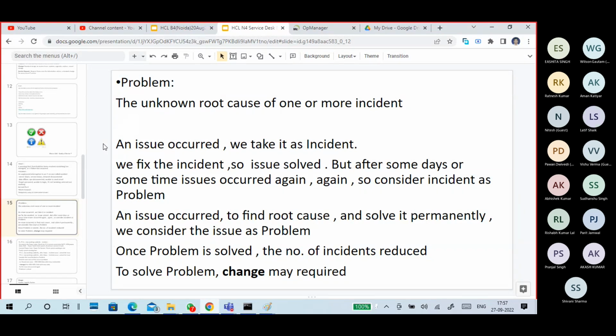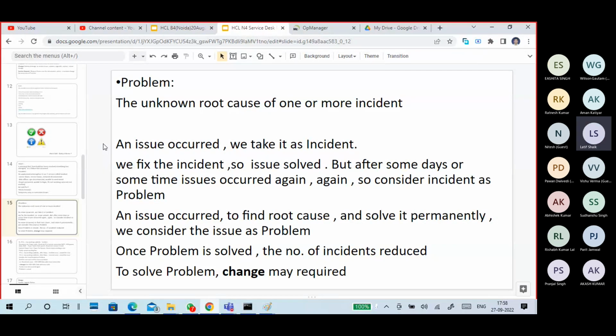Problem is solved. And we talk to the customer: yes, the problem is solved, are you okay with this? Anything you require? Once the ticket status becomes solved, after solved, it will be closed. You have to close the ticket.